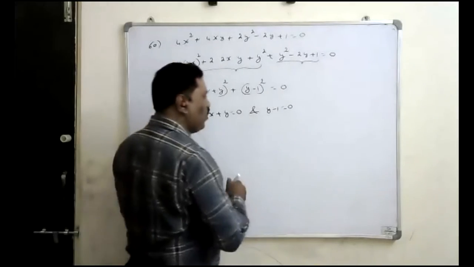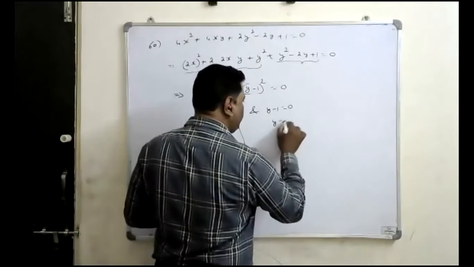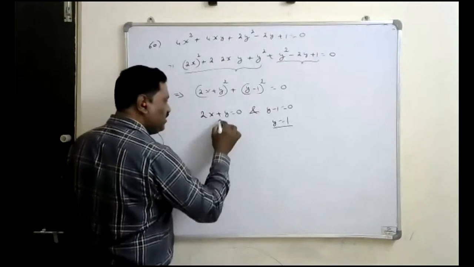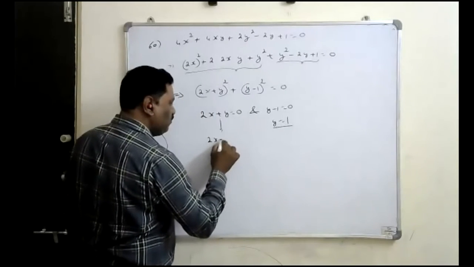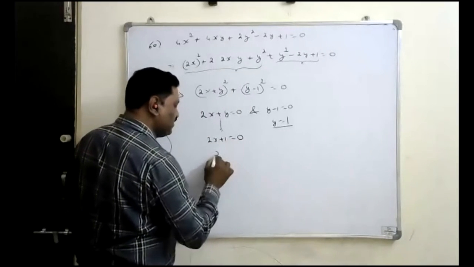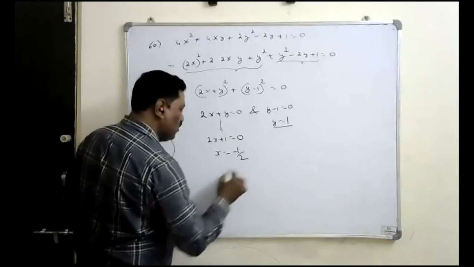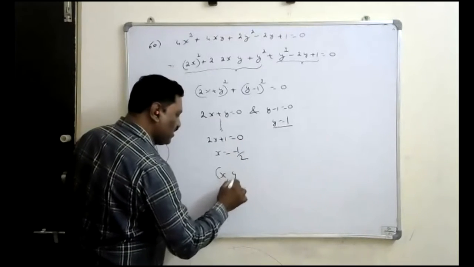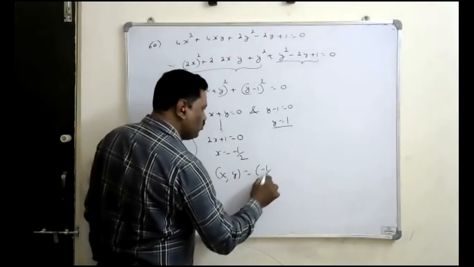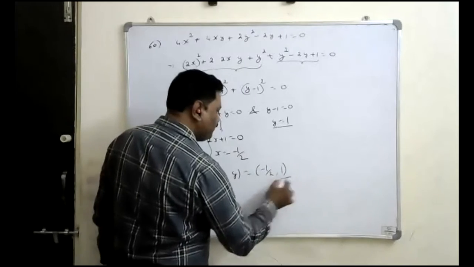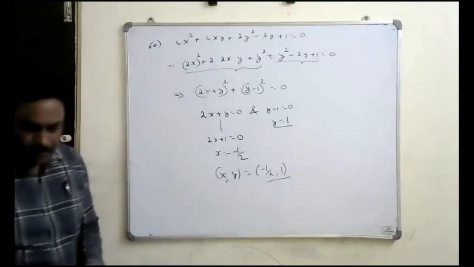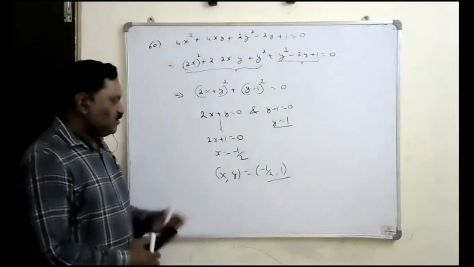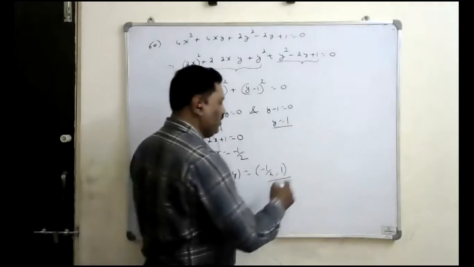So when y is equal to 1, what is the value of x here? 2x + 1 = 0, so x is equal to −1/2. Therefore, the ordered pair (x, y) we got is (−1/2, 1). How many ordered pairs? One. So only one solution will be there for this.